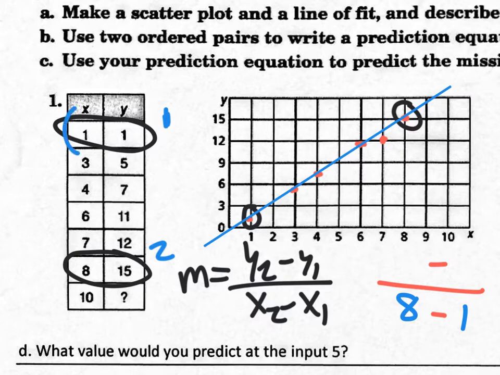Again, this is a coordinate up here. This is a coordinate down here. We're using those 2 coordinates. This is your x1, y1, and this is your x2, y2.